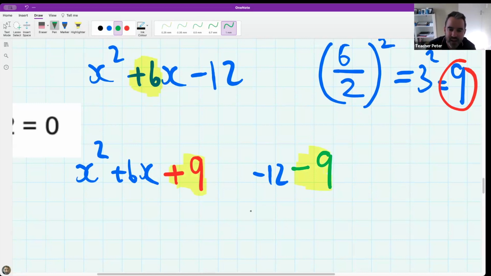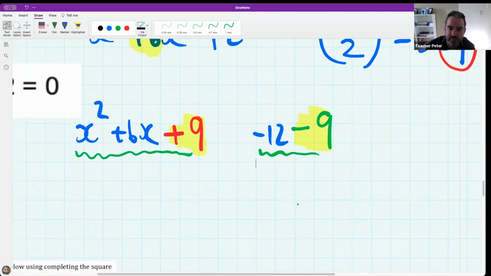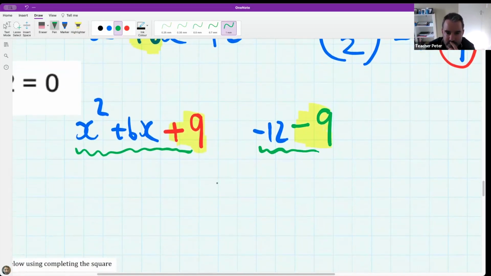Now, if we think about what's going on here, we have this bit over here, and we have this bit over here. What is this bit over here going to be the same as? What's minus 12 minus 9?